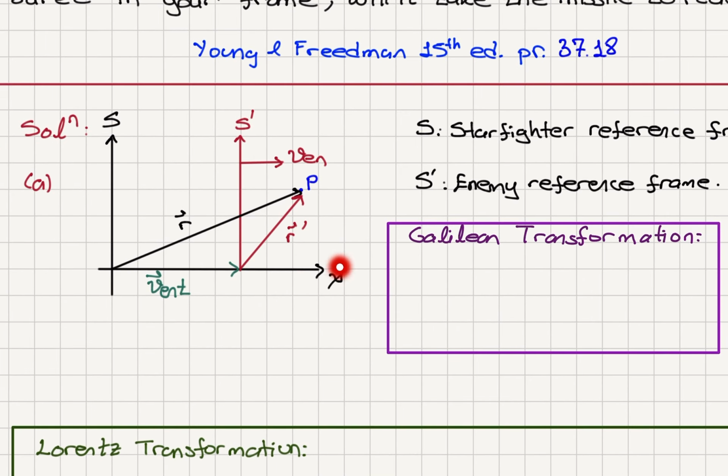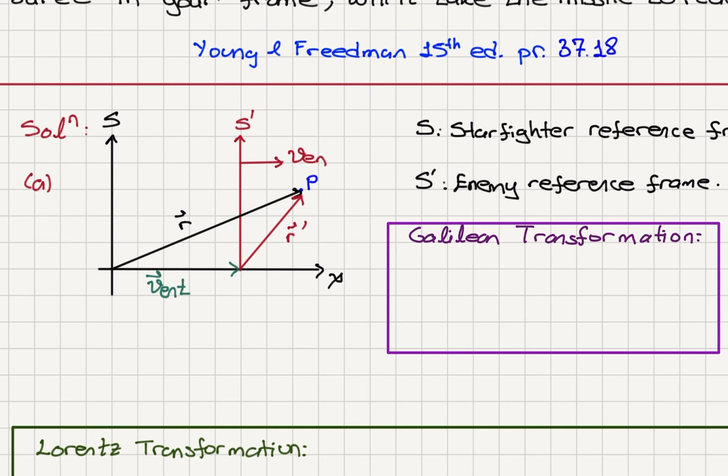We have two reference frames, our starfighter reference frame and the enemy ship reference frame, which is moving with constant speed with respect to the starfighter reference frame, and they are reporting a position in space, a position P, let's say. The position vector according to the starfighter reference frame is R, according to the enemy reference frame is R prime, and in a time interval t, because the enemy moves with respect to the starfighter by an amount v enemy times t, we have the following relationship between these vectors.